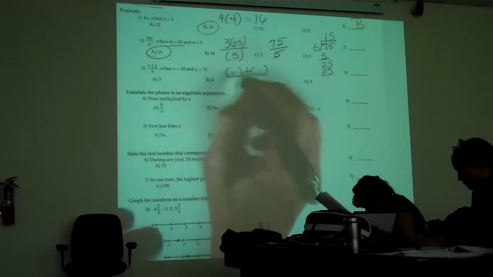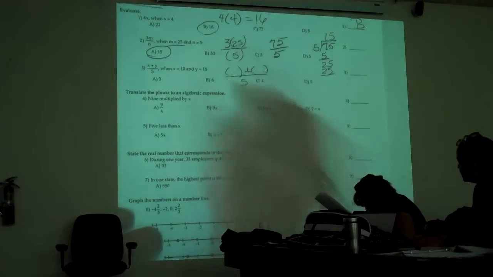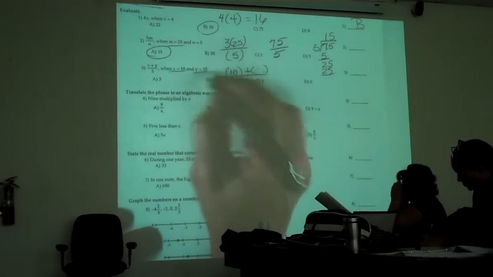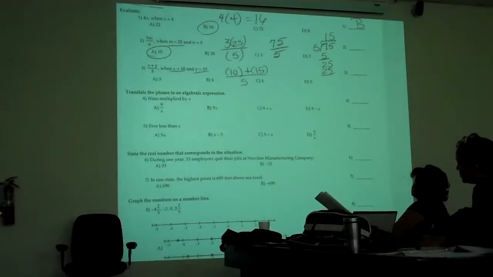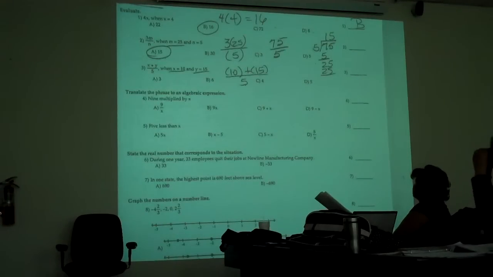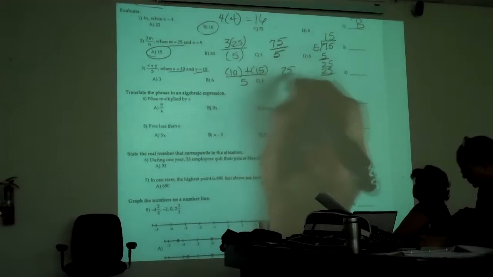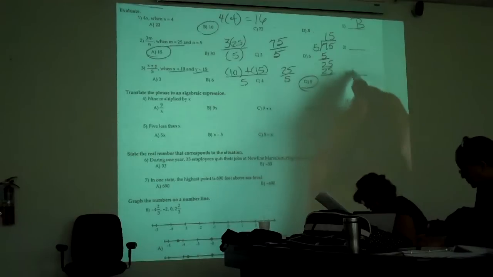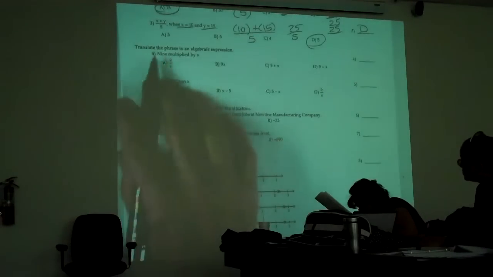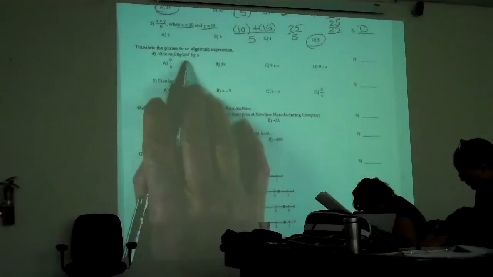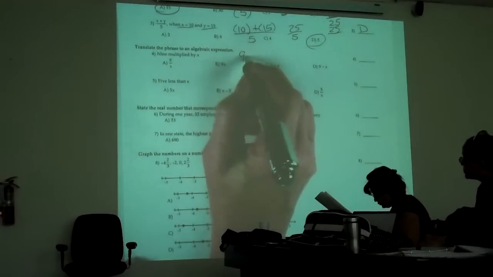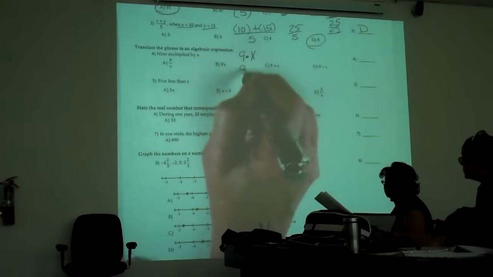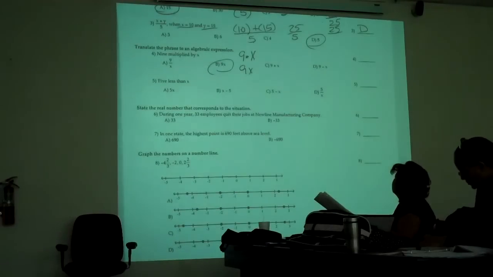Okay, x plus y over 5. The x is 10, y is 15. 10 plus 15 is 25, over 5 is 5. D. Next, 9 multiplied by x. B is 9x, right?